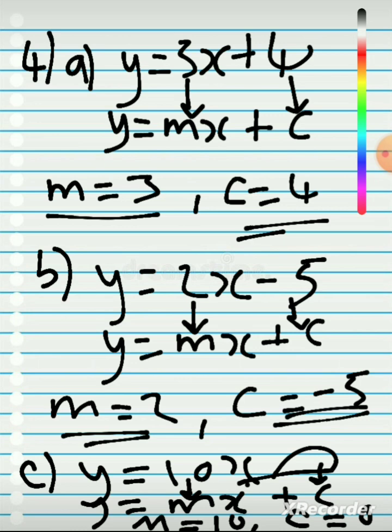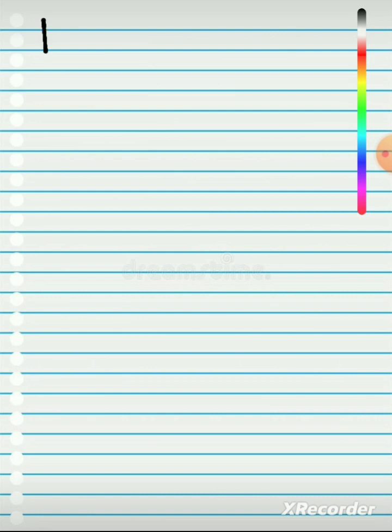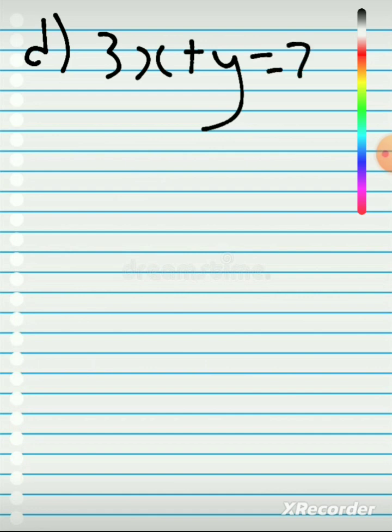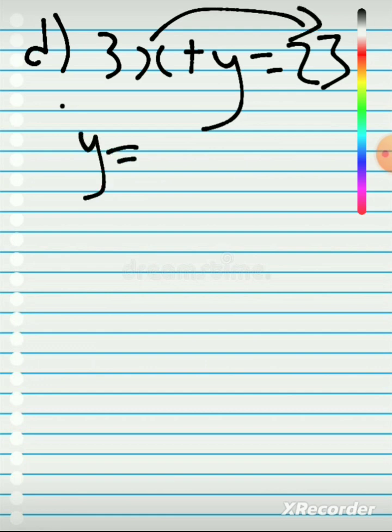We go to D. So D is a bit interesting. It's 3x plus y equals 23. We want it to be like the standard equation of a straight line, that is, y should be the subject. So we can take 3x this side. When it goes to the other side, it becomes negative 3x. Then 23 is positive, so it's positive 23.